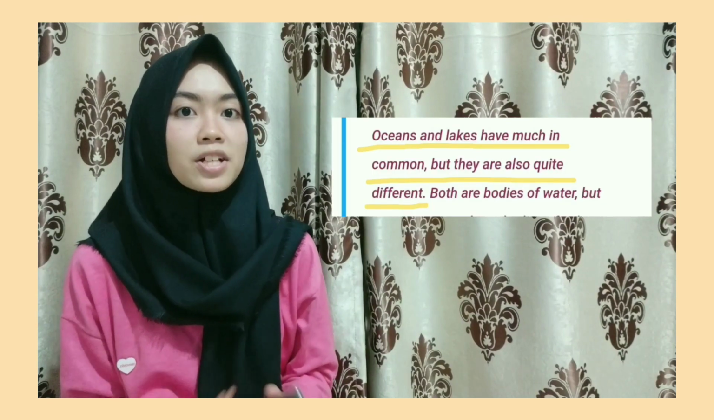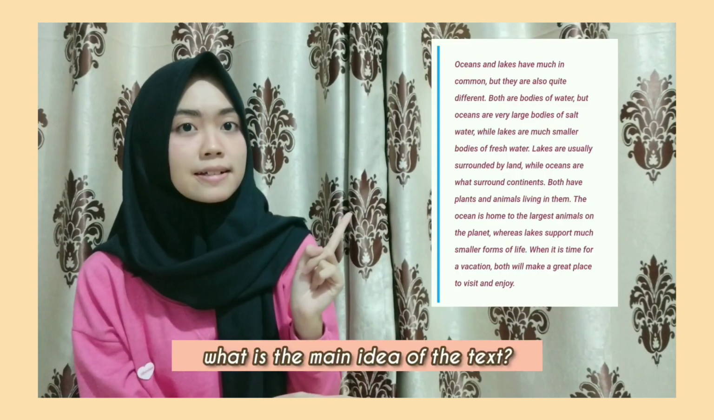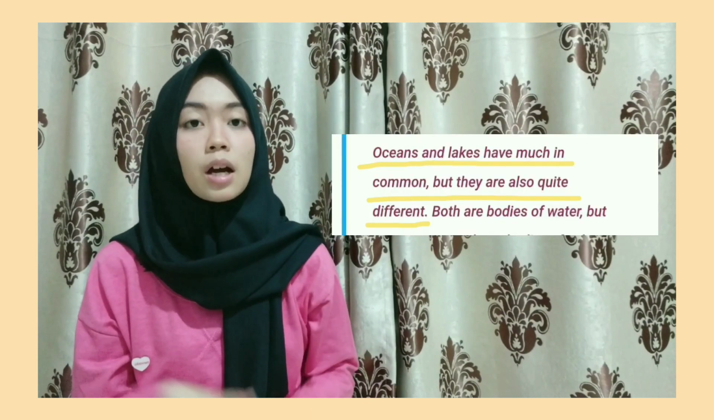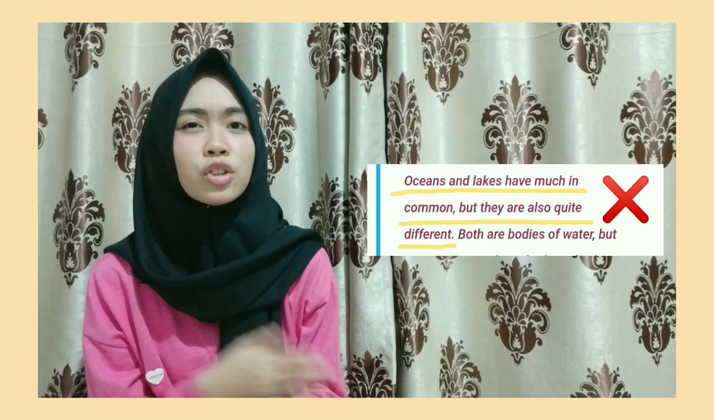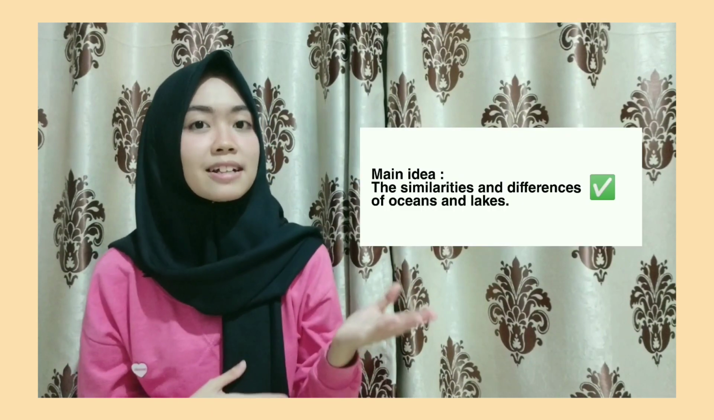So, the topic sentence is, oceans and lakes have much in common, but they are also quite different. Okay, now we have found the topic sentence. The second question is, what is the main idea of the text? We know that the main idea can be taken from the topic sentence. However, keep in mind that in stating the main idea, you should avoid using sentences that are exactly the same as the topic sentence. So, the main idea is the similarities and the differences of oceans and lakes.